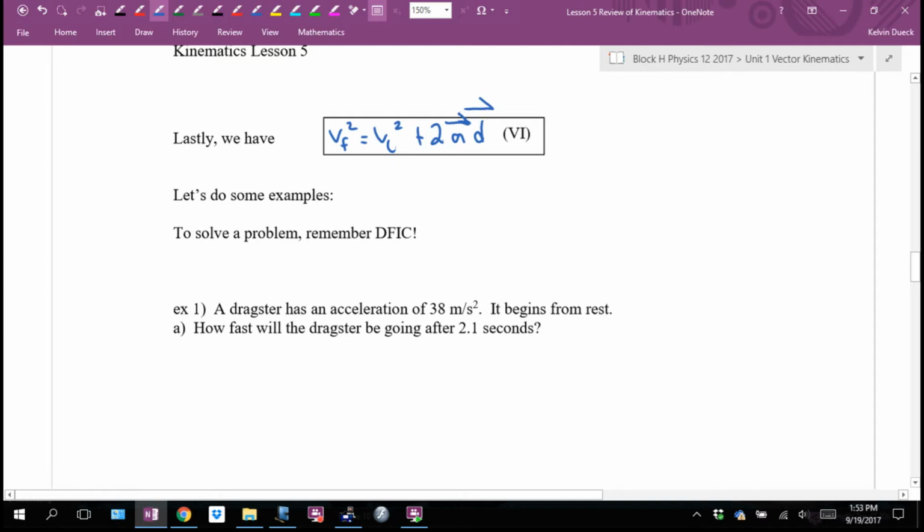You might recall in particular if we were in free fall and we wanted to find out our impact velocity, if we used this equation, we got a positive answer, and then we said, well, we know we're going down, we'll just insert the negative in front of our V final.